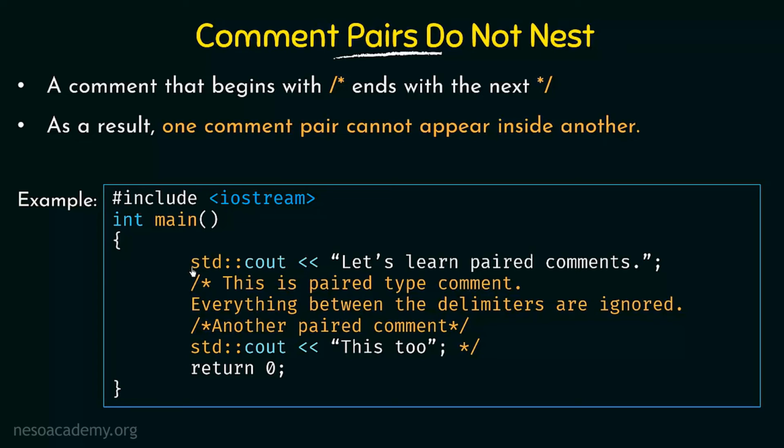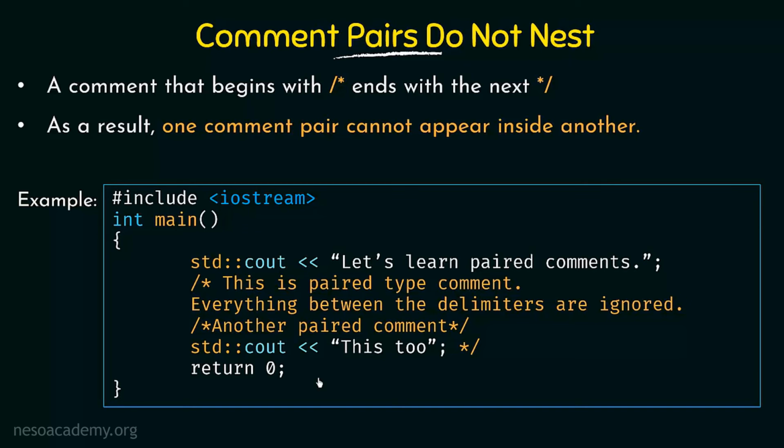Here we have taken the same example that we took in the previous slide, and here we have written let's learn paired comments, and here I am trying to comment these lines. Here we see that the delimiter starts here and it ends over here. This is the starting, this is the ending. Now in between this I am trying to add one more line of comment. Here you see another paired comment. So here I am starting the delimiter again and ending it again. So basically this comment is inside this comment. So we see that there is nesting of comment pairs occurring.